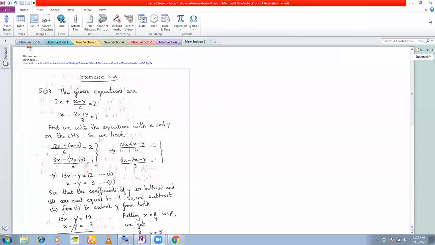Now see the next method that we start, substitution method, one method is over. Now let's see the next method of solution, which is the elimination method. How to solve two simultaneous equations by elimination method.